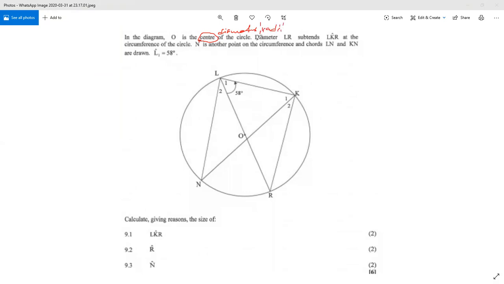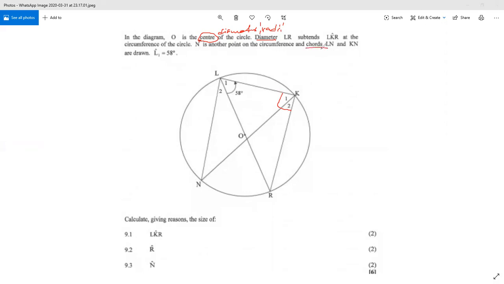Okay, and guess what? There they tell me diameter LR subtends LKR at the circumference of the circle. So as a matter of fact, I can put in information here that this angle is actually 90 degrees, because diameter subtends 90. In fact, the examiner here was very friendly to say, I'm giving you information here, go for it. N is another point on the circumference, and chords LN and KN are drawn.